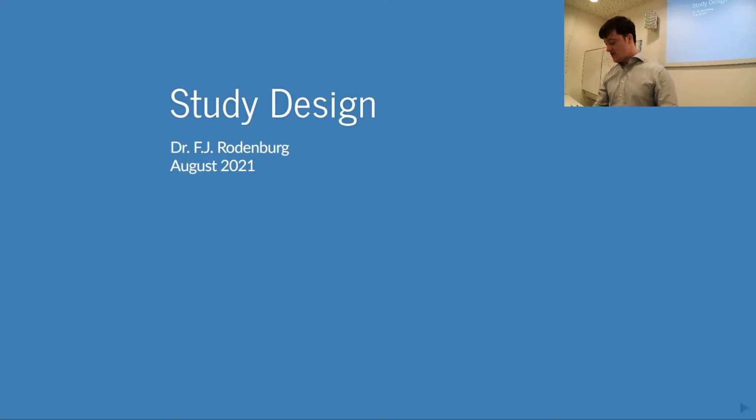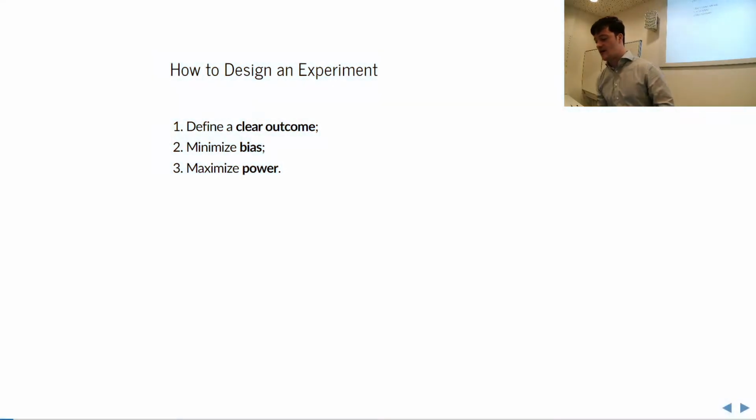Now, there are a lot of statistical aspects of study design that I want to talk about today. But first, let's define what study design is. For a statistician, study design is maximizing the power of your study, maximizing the translational value of your study, and simultaneously minimizing the bias. And to do that, you have to define a clear outcome. You have to take certain considerations to minimize confounding and bias. And power I will talk about later in the lecture.